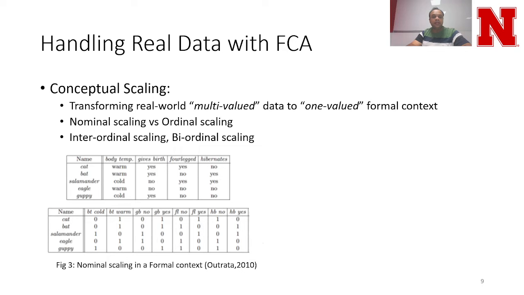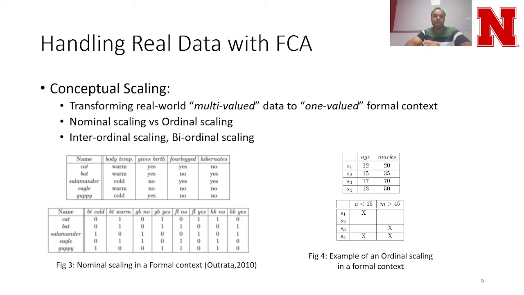Now scaling can also be of various types. An important one is nominal scaling, which we saw just now, wherein we take every attribute and every possible value of the attribute and then scale the context. But there can be other data, an example of which is in figure 4 here. We can see there are 4 students with age and marks, and we are interested in finding which students are less than 15 and greater than 15, and similarly students who have scored greater than 45.